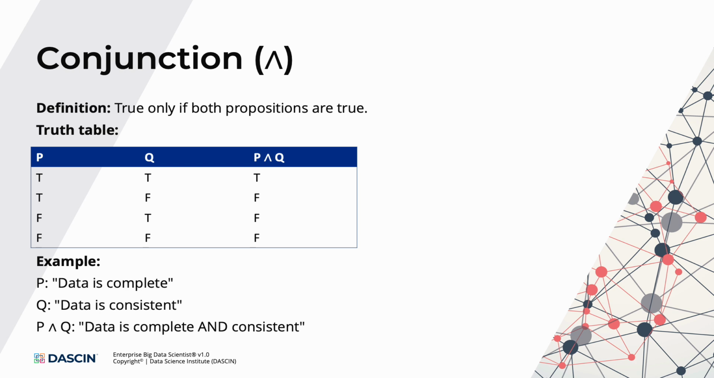Conjunction means and. A conjunction is true only when both propositions are true. For example, data must be both complete and consistent before we can proceed with model training. This is a common requirement in data quality checks.